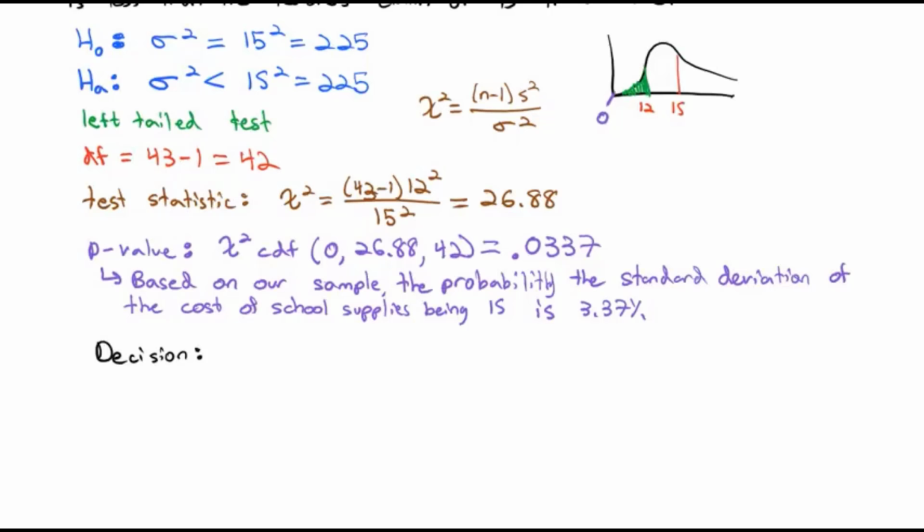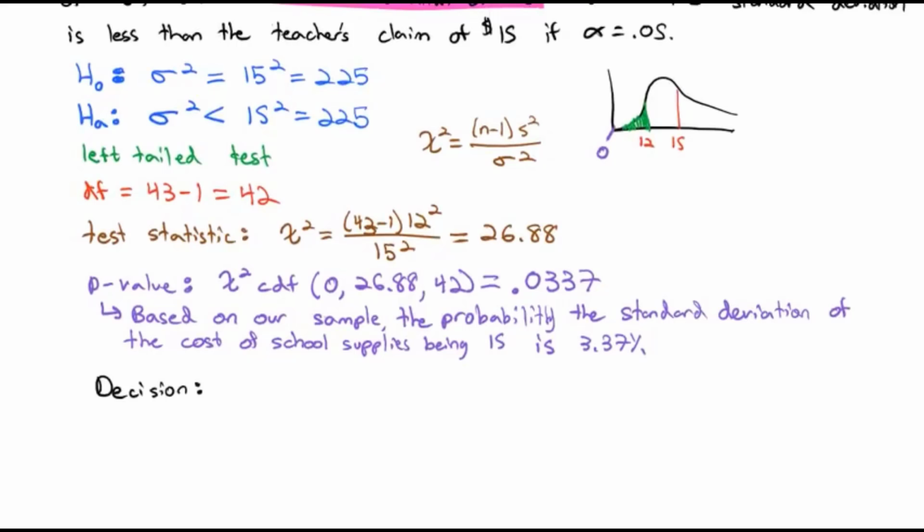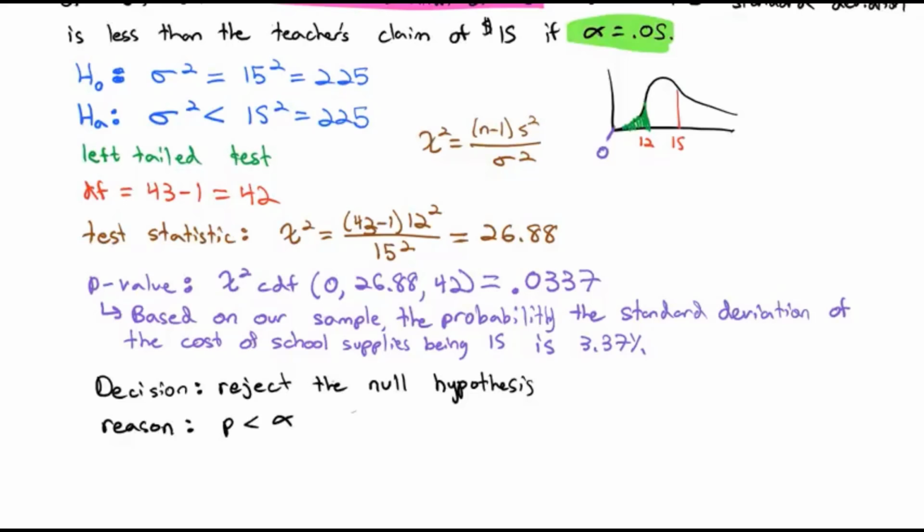The decision point is always compared to the alpha. And we said alpha was going to be 0.05, a 5% probability we'll still believe the null hypothesis. We only have a 3% probability, so we can no longer believe the null hypothesis. So we will reject the null hypothesis. The reason for that decision is that the p-value is less than the alpha value, or that 0.0337 is less than 0.05.